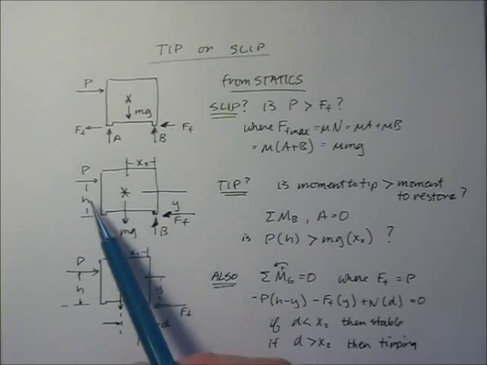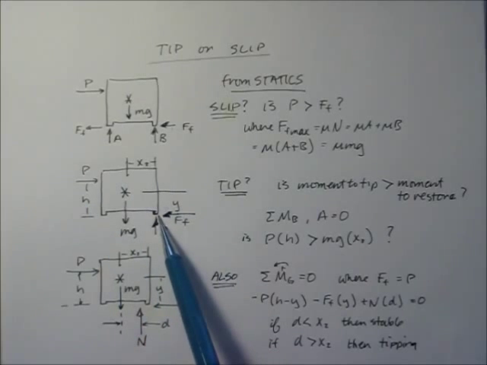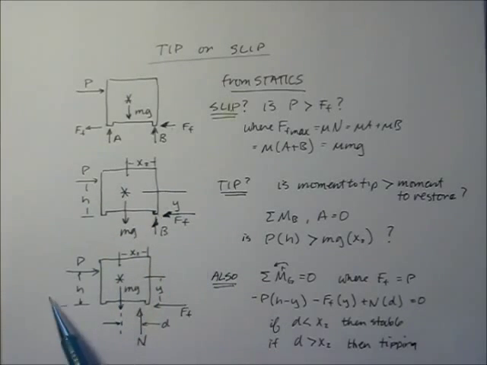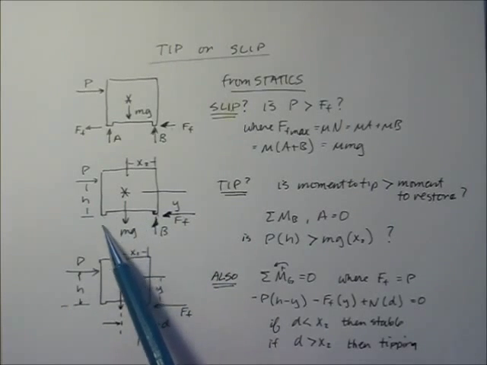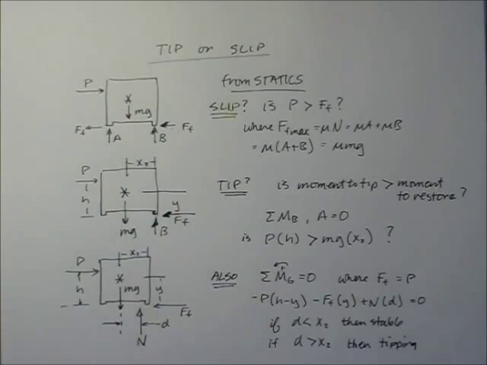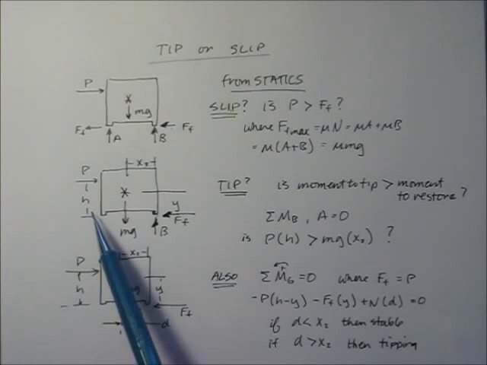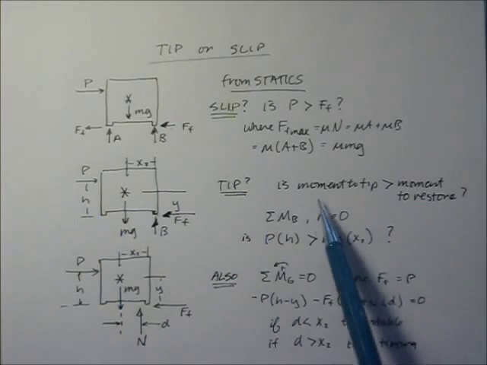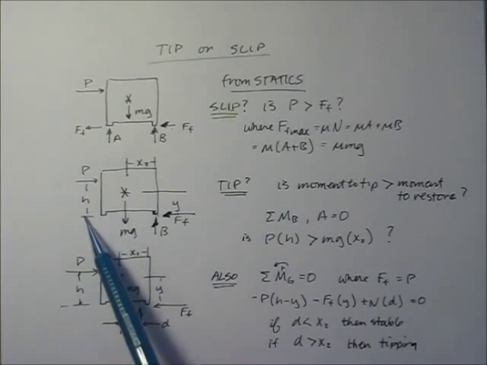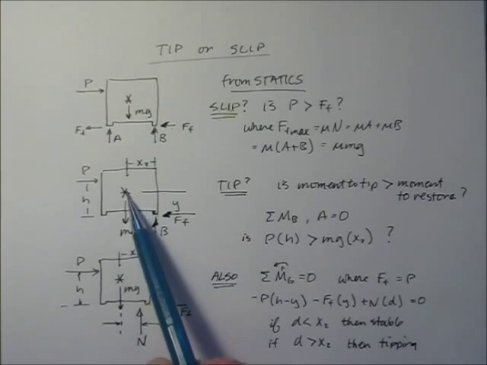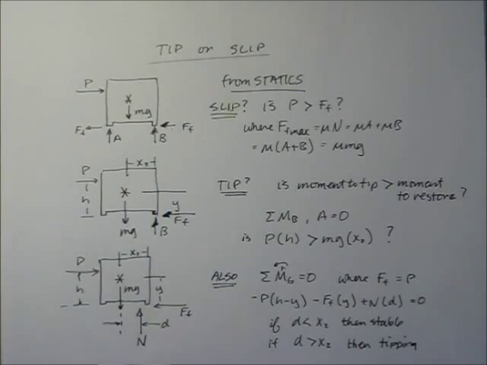The tipping condition comes from recognizing about what point it's going to tip. In this case, if I'm pushing on this side, it would tip about point B over here. So what I do is sum the moments about the tipping point, and when it does tip, we notice that the reaction at A, or the normal force at A, goes to 0. The tipping condition would be if the moment to tip is greater than the moment to restore. The moment to tip would be P times H going in this direction. The moment to restore would be mg times this distance, and if that tipping moment is greater than the restoring moment, it is in tipping condition.